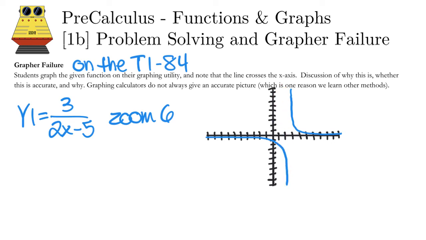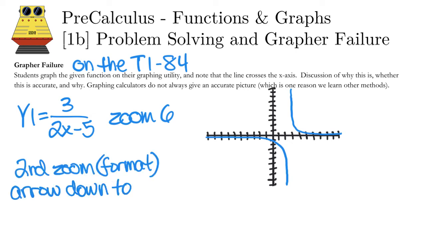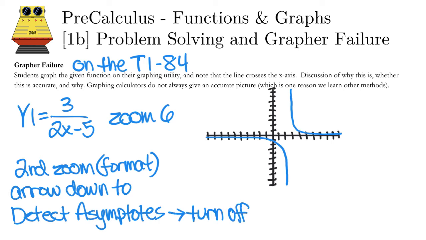To see the grapher failure, I press second zoom for the format menu, and I arrow down to detect asymptotes. Mine is currently set to on, so I'm going to arrow right, press enter on off, then press zoom 6 again. I could have just pressed graph. Now what I see is a diagonal line that looks like it connects the bottom part of the left curve to the top part of the right curve. And if I didn't know what I was doing, I would think that there's an x-intercept somewhere between that 2 and 3 I talked about a moment ago.